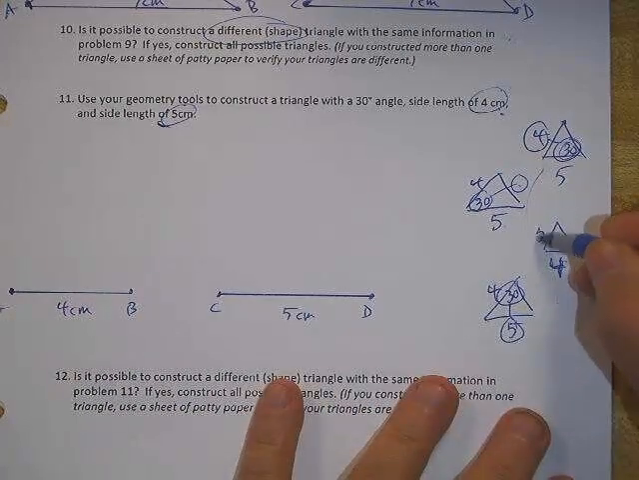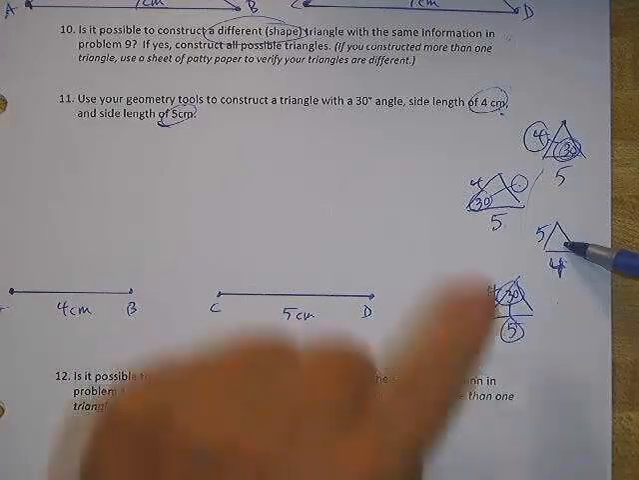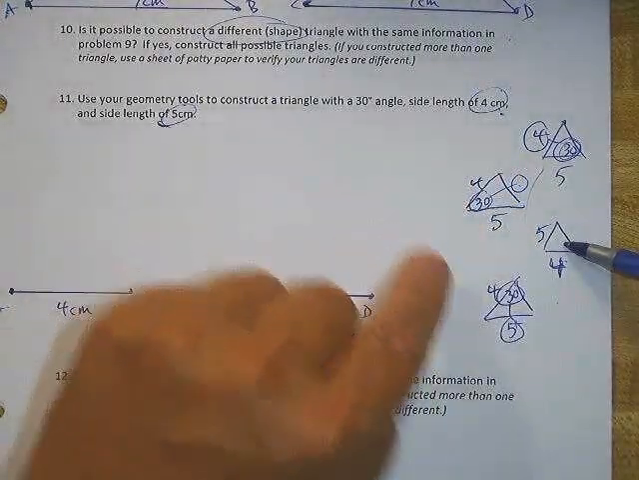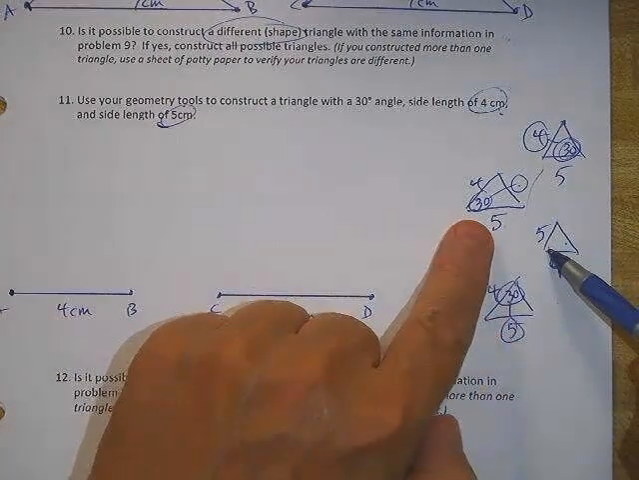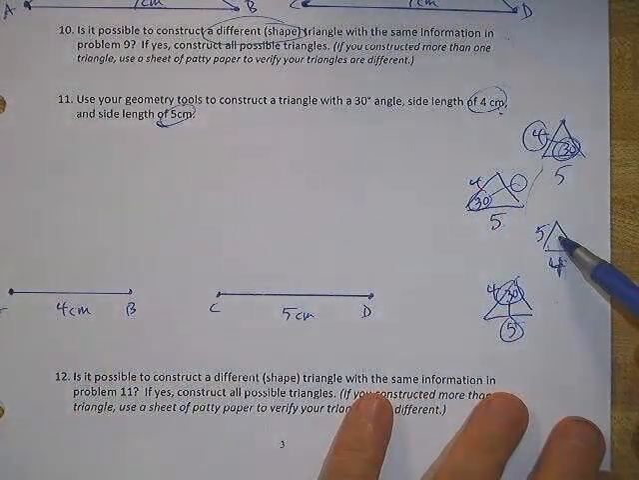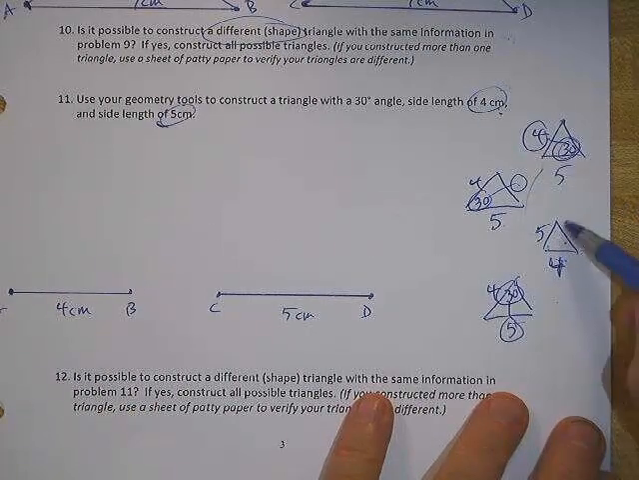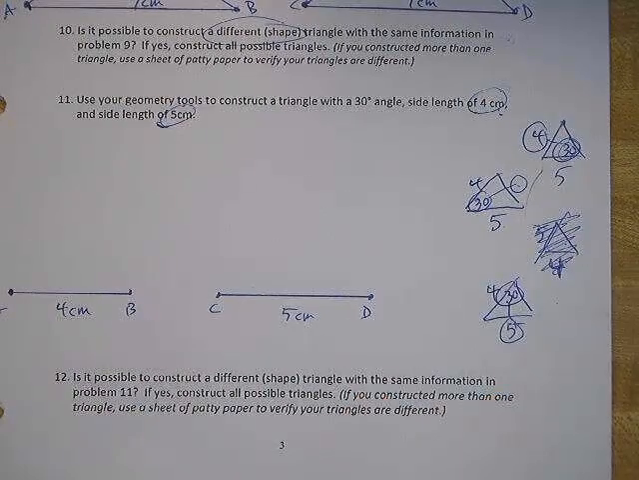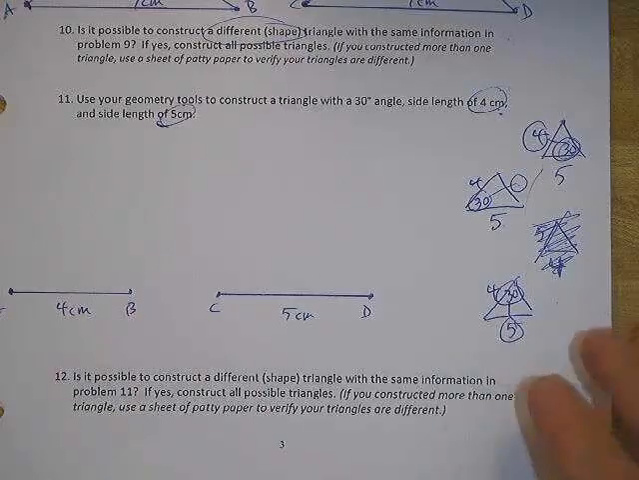So if I put the 5 on the left side, then the 30 again has 3 places. I can put the 30 here, which means it's opposite the 5, and that would be the one down here. I could put the 30 here, and that would be this combination just flipped over. Or I could put the 30 up here at the top, which means the 30 is opposite the 4, which is the first example. So in terms of combinations, there are no other combinations. So the question is, are these 3 combinations going to give me the same triangle, or are they going to give me different triangles?